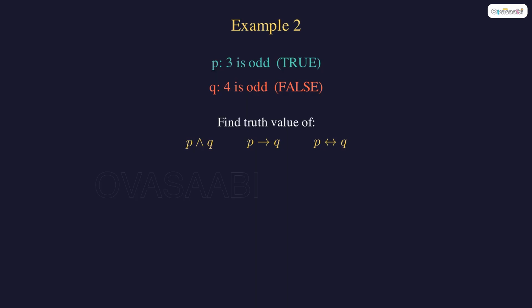Example 2. Let P be 3 is odd, which is true. Let Q be 4 is odd, which is false. Now find the truth values.